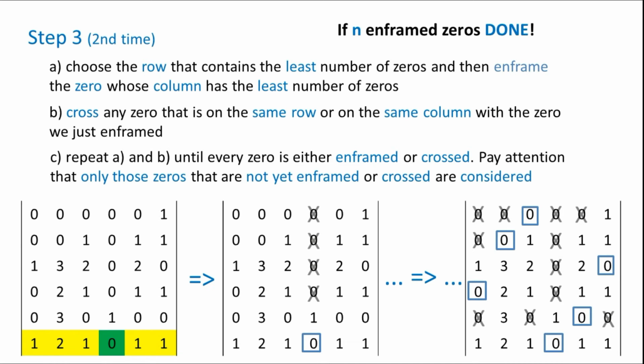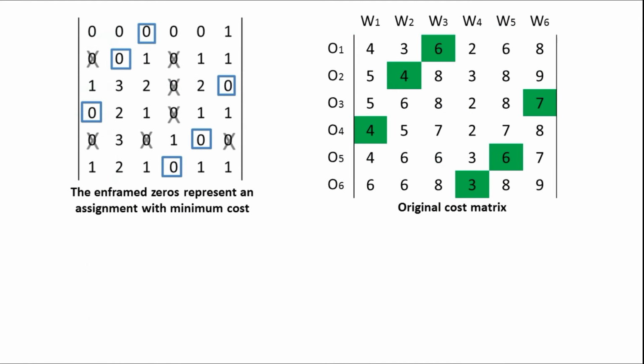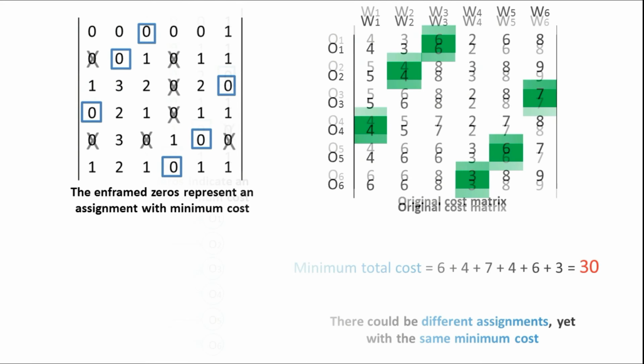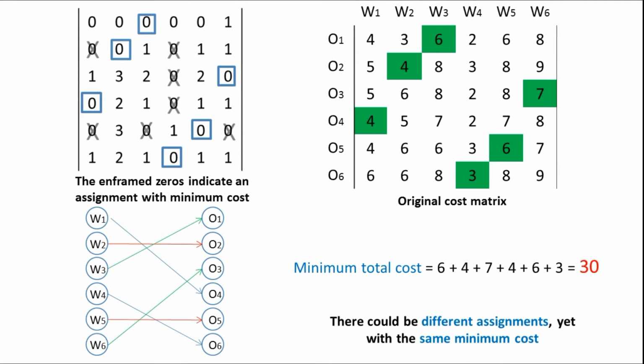At this moment, the only thing we have to do is to bring forth our initial cost matrix in order to sum up the corresponding costs of the inframed zeros. 30 is the minimum cost in our case. Once again, the diagram in the bottom left illustrates the pairs of our perfect matching. Selecting different zeros at the point mentioned above could lead to different assignments, yet having the same minimum cost.